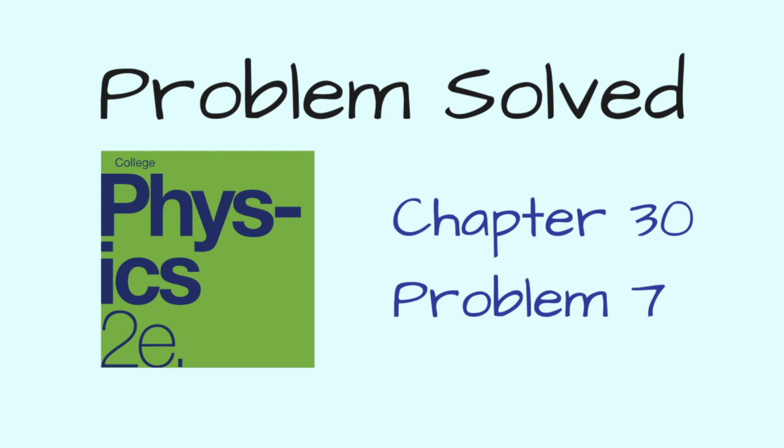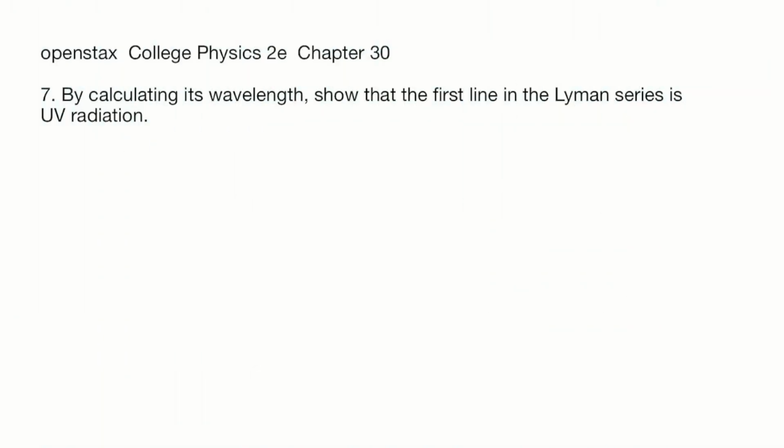Welcome. In this video, we are going to take a look at problem 7 from chapter 30 of College Physics 2E by OpenStax. In this problem, it says by calculating its wavelength, show that the first line in the Lyman series is UV radiation. Okay, let's start with what we know.